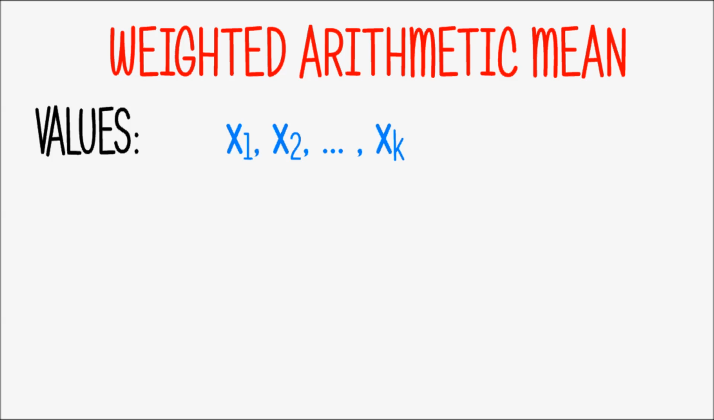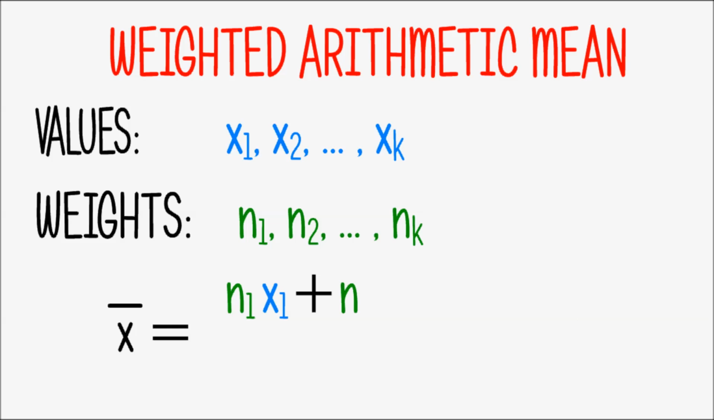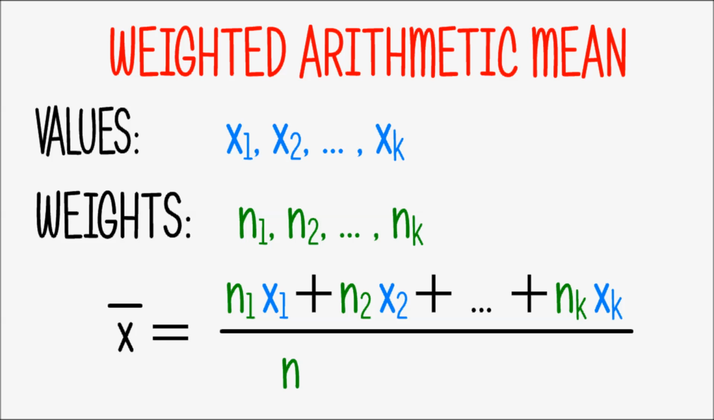Secondly, given that it is possible for some values to occur several times, we also need so-called weights, for which I use the symbols n1, which is the number of times that the first value occurs, n2, and so on up to nk. The symbol is still x bar, and the formula is multiply each measured value with its weight, take the sum of all of that, and divide it by the sum of the weights.